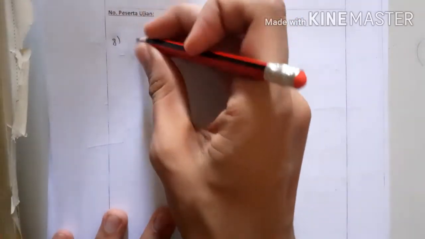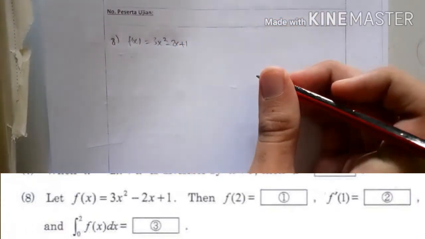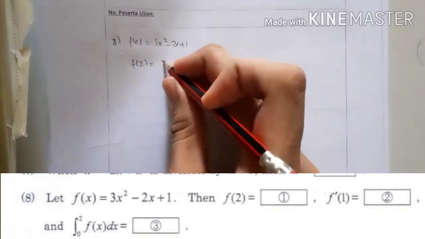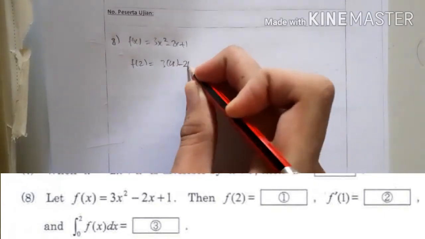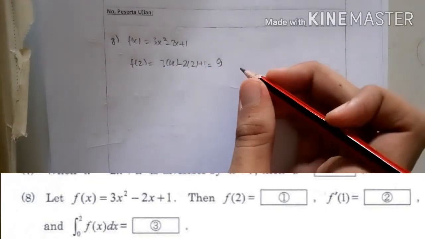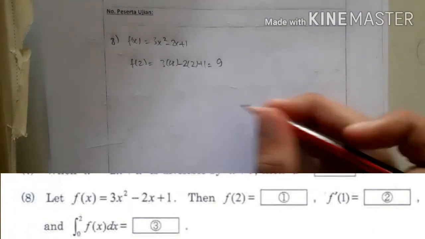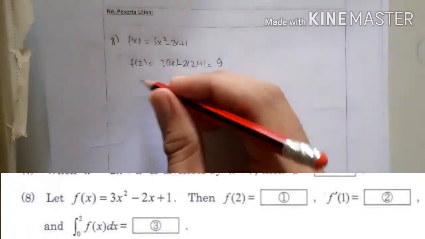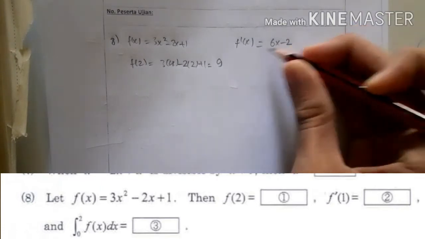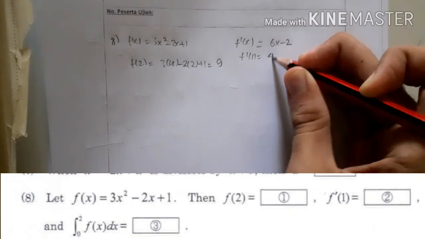For number 8, f(x) is 3x squared minus 2x plus 1. Then f(2): we substitute 2, which is 3 times 4 minus 2 times 2 plus 1, which is 12 minus 4 plus 1, which is 9. Then the first differentiation of the function: we differentiate it first, then substitute 1. This differentiates into 6x minus 2. So f'(1) is 6 minus 2, which is 4.